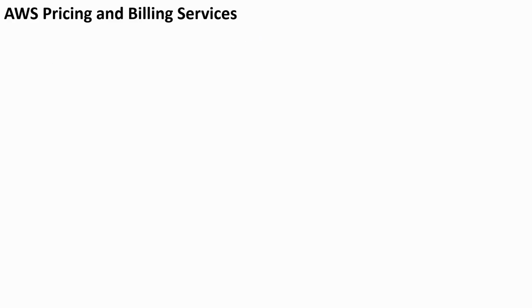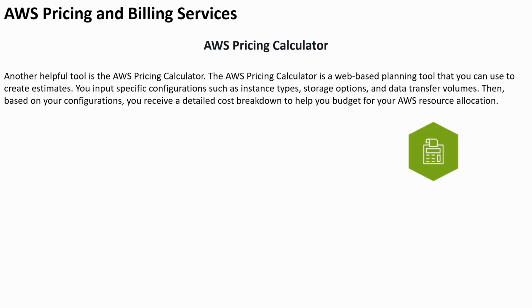Next up is AWS Pricing Calculator. Use Pricing Calculator if you are still in the planning phase. You can input your instance type and storage needs to get a detailed estimate before you ever click launch. AWS Pricing Calculator is a web-based planning tool that you can use to create estimates. You input specific configurations such as instance types, storage options, and data transfer volumes. Then based on your configurations, you receive a detailed cost breakdown to help you budget for your AWS resource allocation.